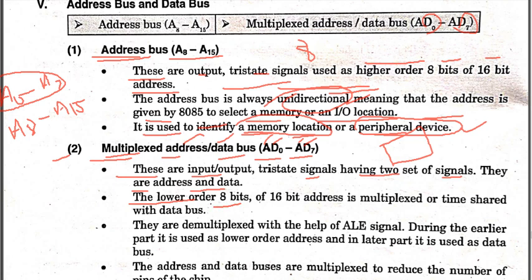The lower order bits, that is 8 of the 16 address bits, are multiplexed or time shared with the data bus, ठीक है. तो ये A0 to A7 lower order bit है address bus का, that is combined with the data bus. सो दे आर डीमल्टीप्लेक्स विद द हेल्प ऑफ ALE सिग्नल. तो यहाँ पे एड्रेस लैच अनेबल जो हमने पिन आउट देखा है, ठीक है, तो वो यूज़ होगा. सो ड्यूरिंग द अर्लियर पार्ट ऑफ इट इज़ यूज टू लोअर एड्रेस, इन लेटर पार्ट इट इज़ यूज द डेटा बस, ठीक है. तो ALE पिन पे यहाँ पे फंक्शन डिपेंड रहेगा कि डेटा बस ऑपरेशन होगा या यहाँ पे एड्रेस बस, बिकॉज बोथ आर मल्टीप्लेक्स विद ईच अदर.